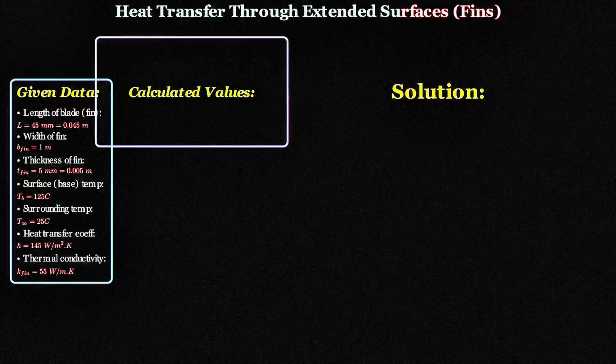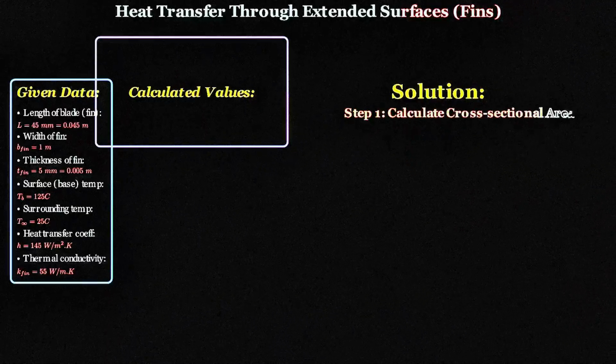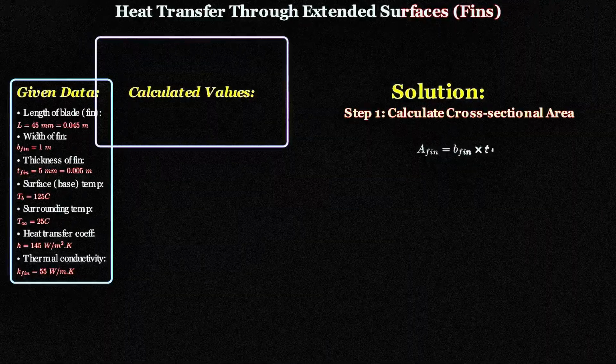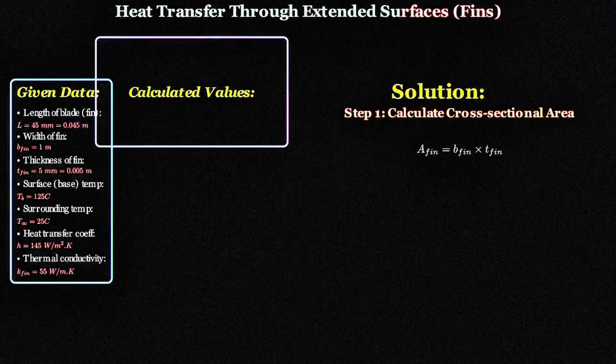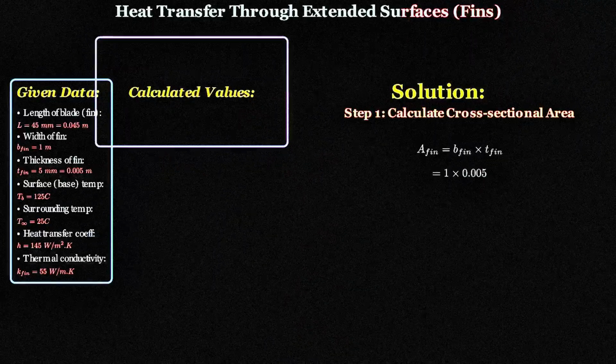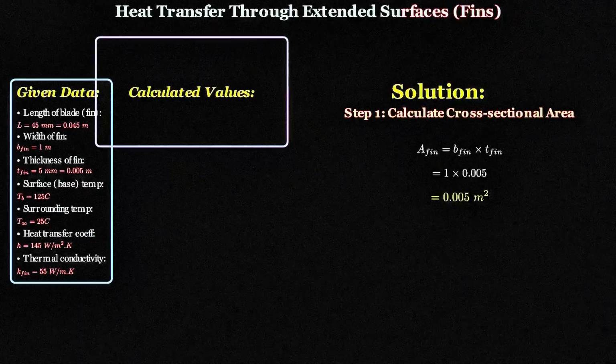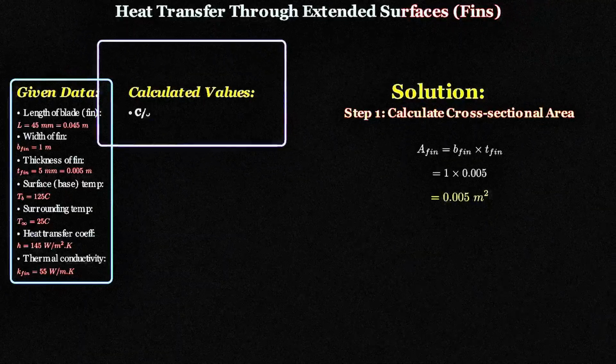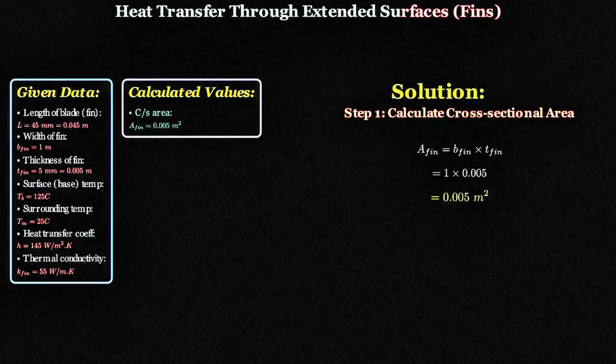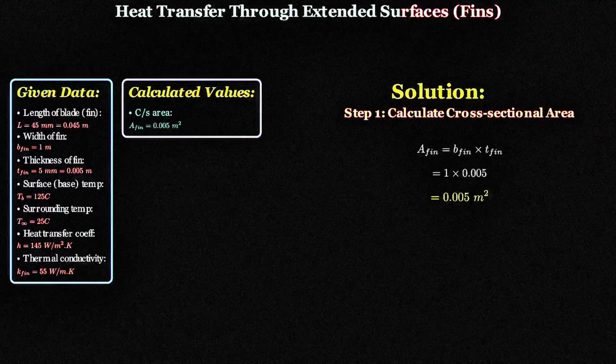Calculate the cross-sectional area of the fin. The cross-sectional area, A, equals the width times the thickness. Substituting our values, A equals 1 times 0.005. This gives us 0.005 square meters. We'll add this calculated value to our data box for future reference.